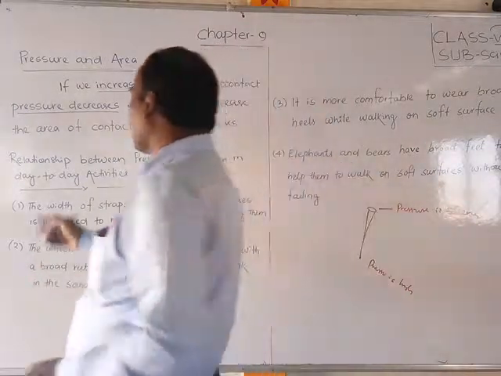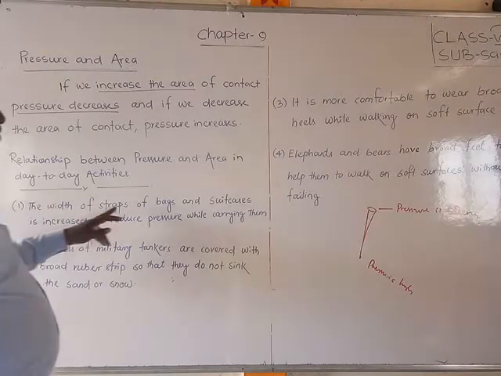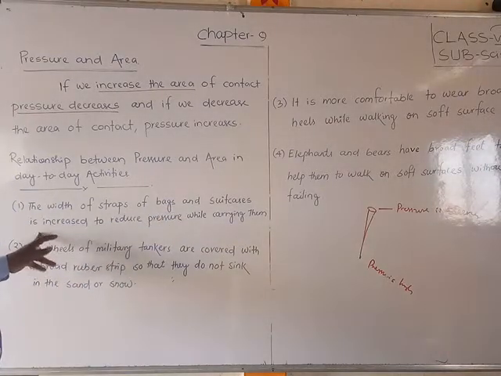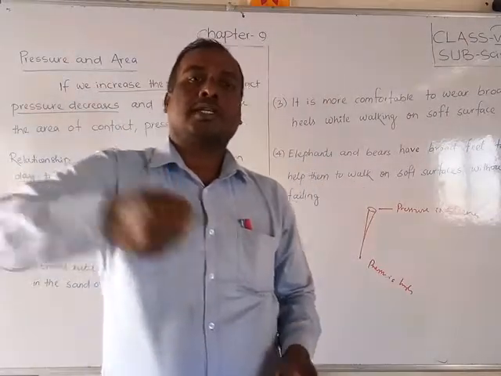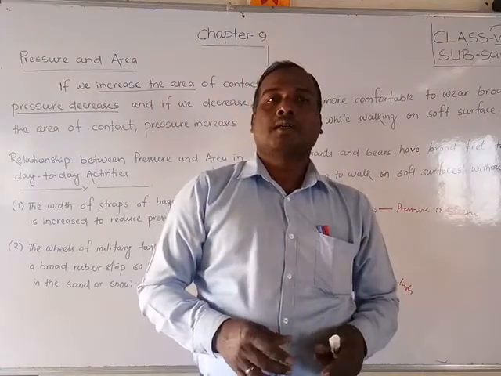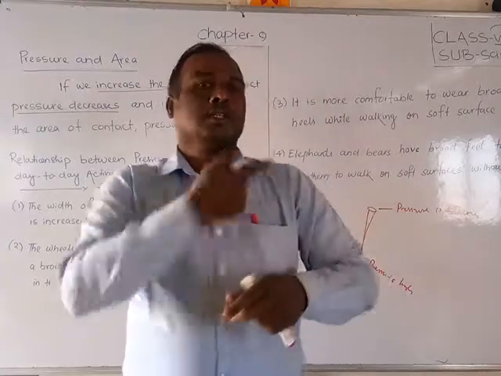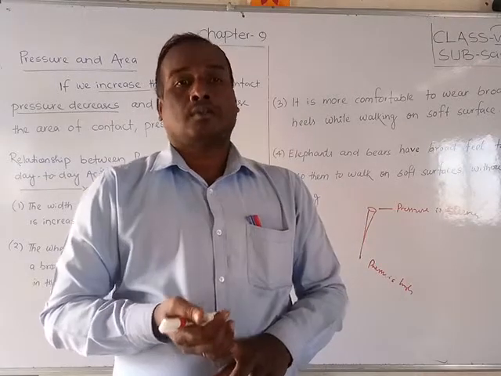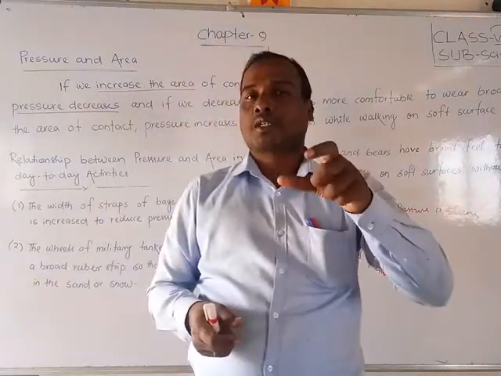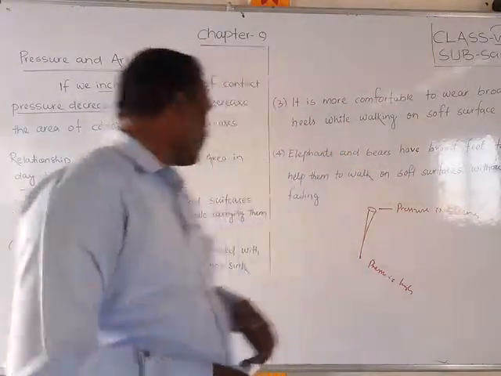Okay students, so what is the relationship between pressure and area in day-to-day activities? I have written many examples. First, the width of the straps of bags and suitcases is increased to reduce the pressure while carrying them. You have seen the suitcase has a strap, a belt-like thing, with which you carry it. Why? Because when you use that belt, the pressure decreases. Otherwise, when carrying by hand, there will be more pressure on our hand. So the area of the strap is increased to decrease the pressure.